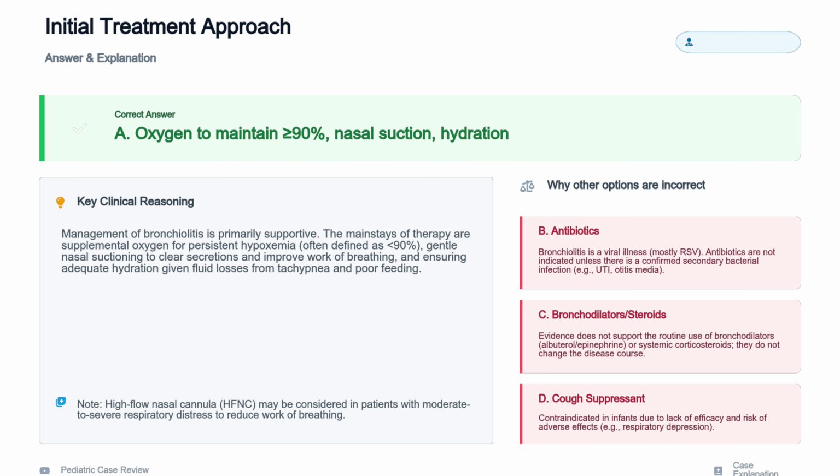The correct answer is A, oxygen to maintain saturation greater than or equal to 90%, nasal suction, and hydration. Supportive care is the cornerstone of bronchiolitis management. Provide supplemental oxygen, perform gentle nasal suctioning, and ensure adequate hydration. Consider high-flow nasal cannula for moderate to severe distress. Antibiotics and systemic steroids are not routinely indicated. Bronchodilator trial may be considered case by case.